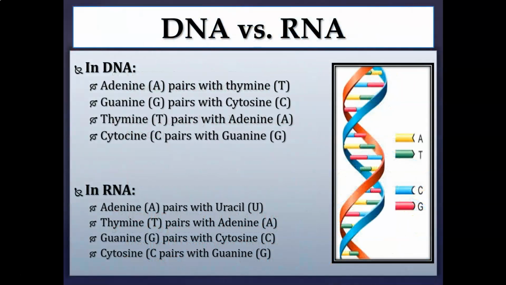All right, so here's where the differences come in. So in DNA, we've got adenine pairing with thymine, guanine pairing with cytosine, thymine pairing with adenine, cytosine pairing with guanine. In RNA, the only difference is adenine will now pair with a new nitrogen base called uracil. So that'll be important when we talk about protein synthesis. So only difference, RNA, adenine is now going to pair with uracil.